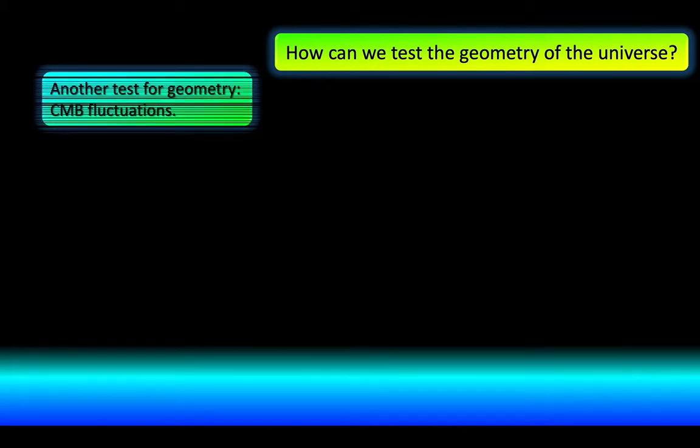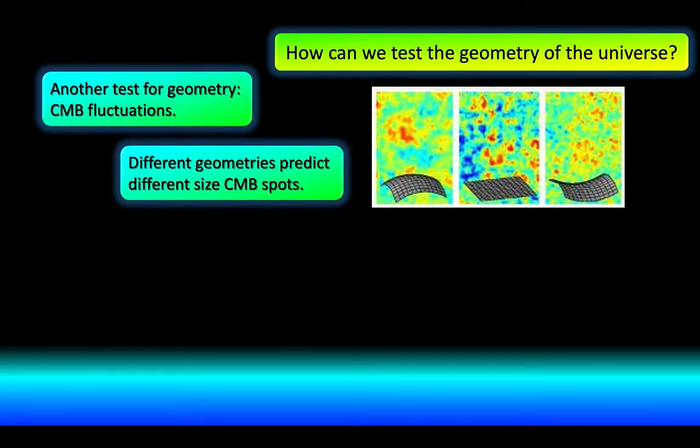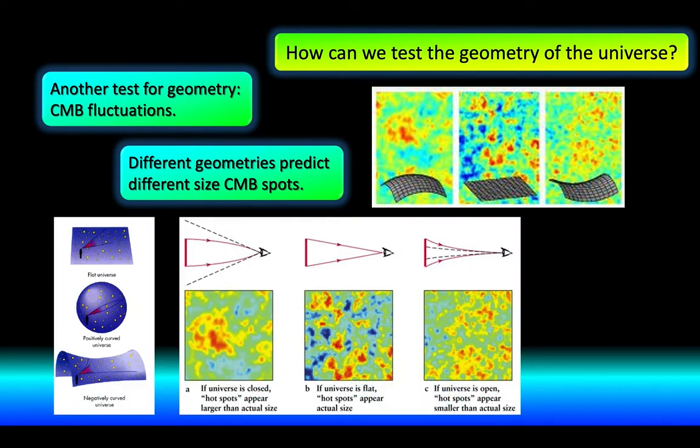Another thing we could do is look at the size of spots on the cosmic microwave background. So different geometries predict different size CMB spots. A flat universe predicts CMB spots should be of a certain size, but if the universe is closed, then these hot and cold spots will appear larger, and if the universe is open, these hot and cold spots will appear a bit smaller.